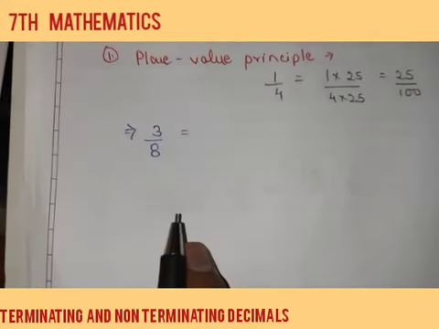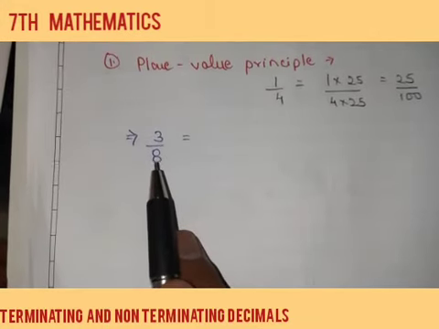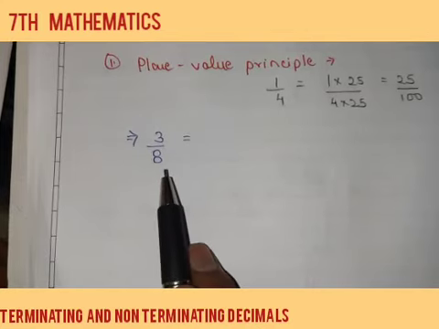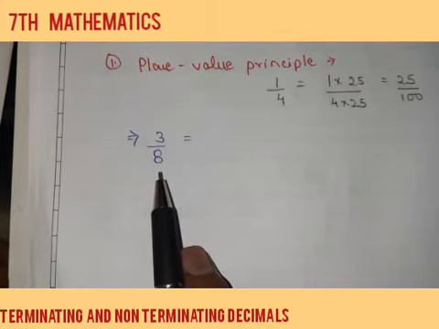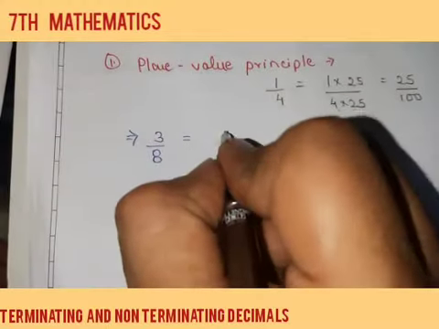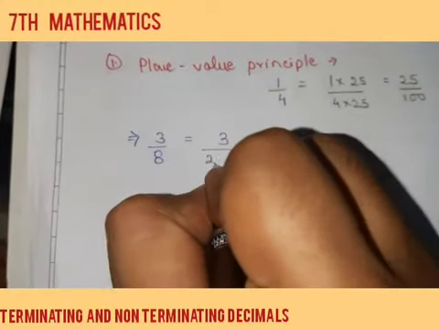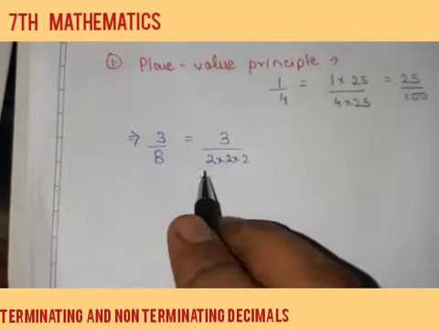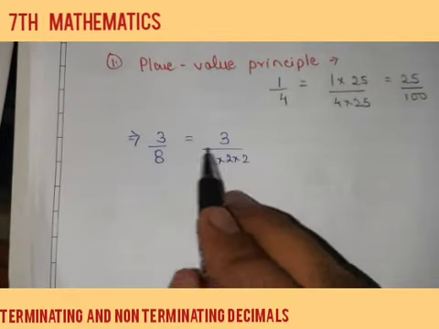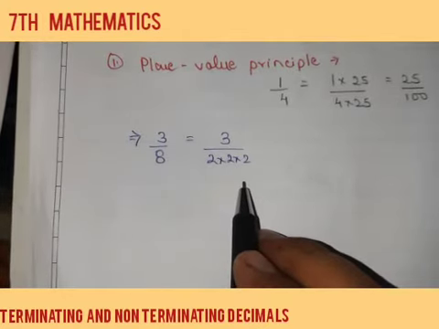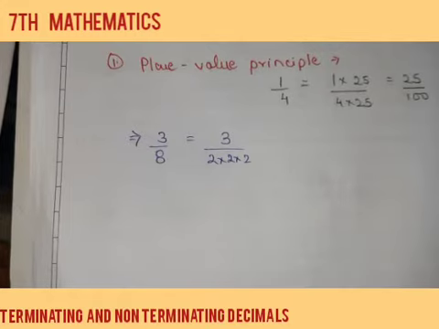Similarly, we need to apply this to the decimal form of 3 by 8. So let's see how we'll do it. The first step is to write the factors of the given denominator. In the denominator it is given what? 8. So the factors of 8 will be what? 2 into 2 into 2. 2 into 2 is 4, 4 into 2 is 8. This we can take out by the prime factorization method which we just did.